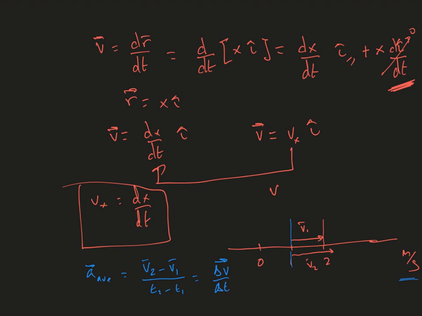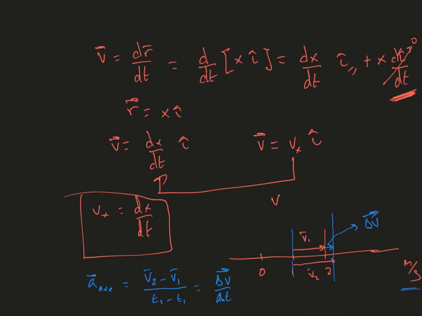What is the change in the velocity? It's from v1 to v2. The change in the velocity is here. This is the change in the velocity in this picture. Delta v is this vector. Okay, so this is the average acceleration. How will we write this in our terms? We will write this in the following way.